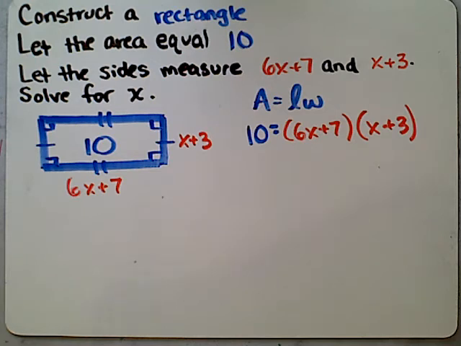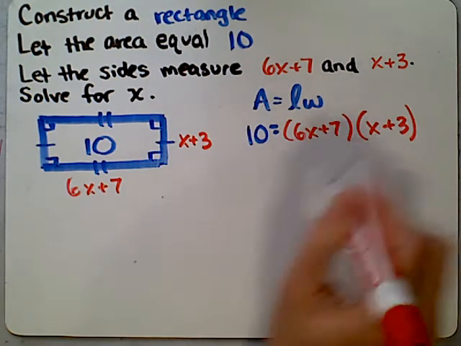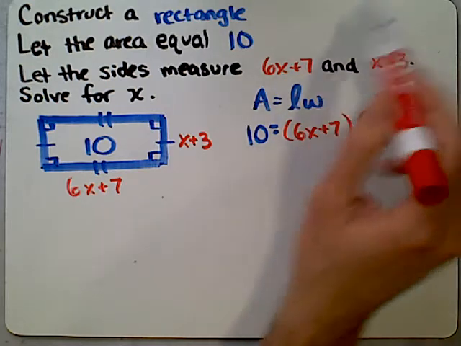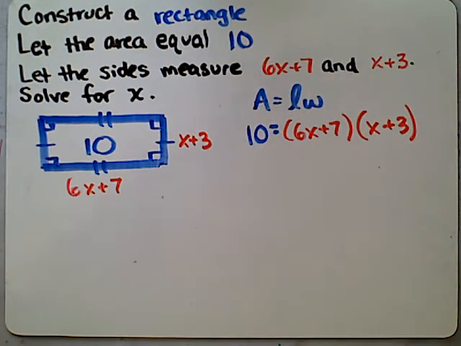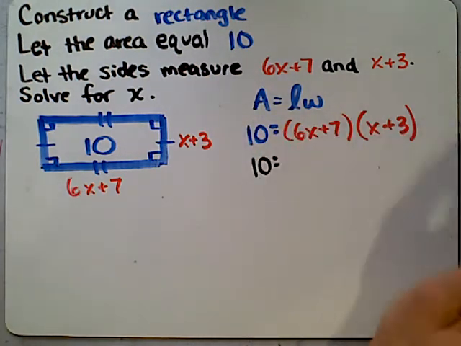So when looking at this question in particular, make sure that you've got both expressions set up on one side, representing the length and the width, and you have the area on the other side. So I'm going to keep going down this equation. We would have 10 equals, now we want to use the FOIL method to simplify this side.